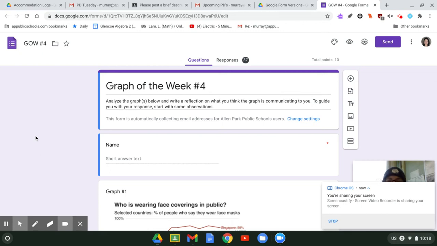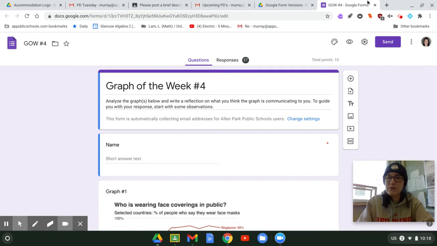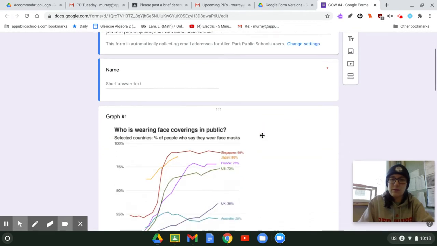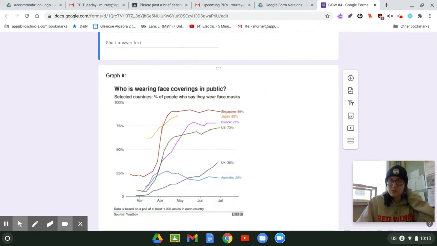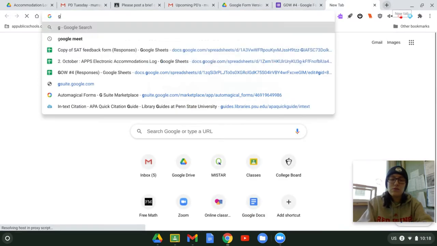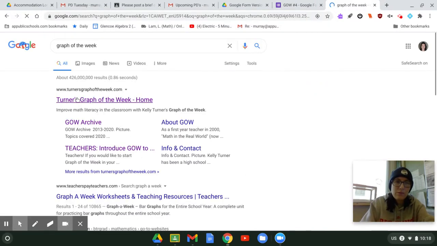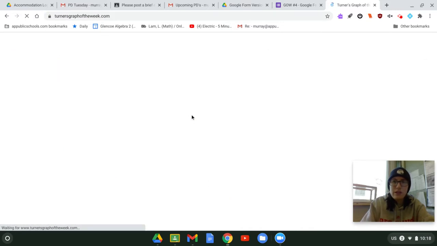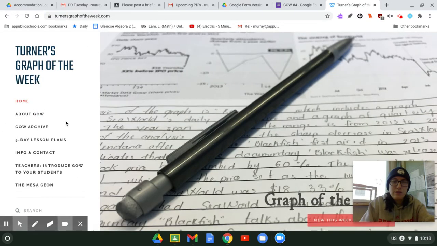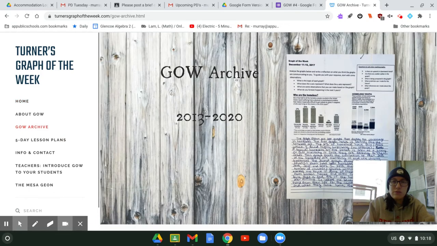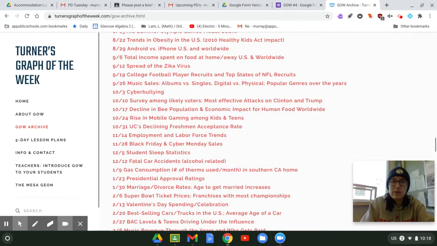Yeah, so one thing that I've been working on is using a graph of the week with my students, and this helps to prepare them for the PSATs, SATs, reading graphs, and just general life because graphs are everywhere. So if you were to go through Google and you did graph of the week, then you would find this Turner's graph of the week, and there's a whole list throughout the years from 2013 to 2020 of different graphs.